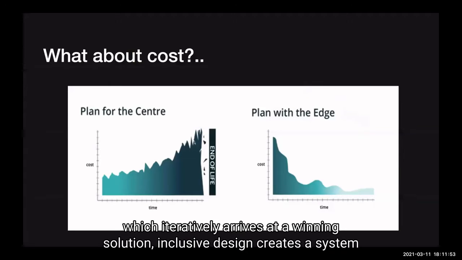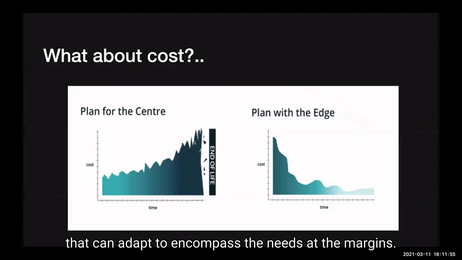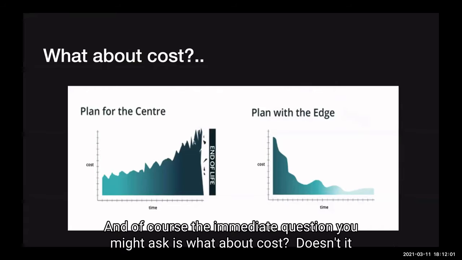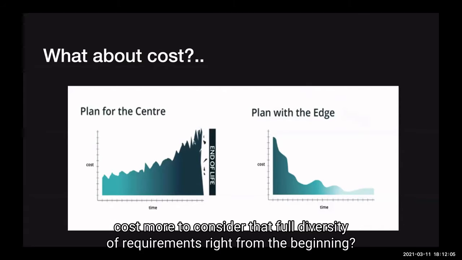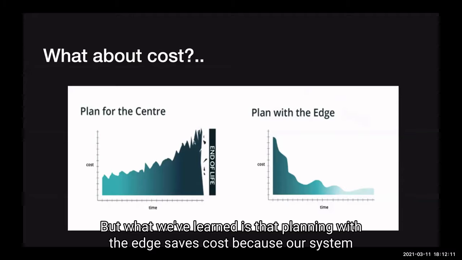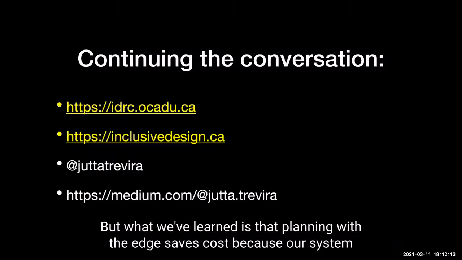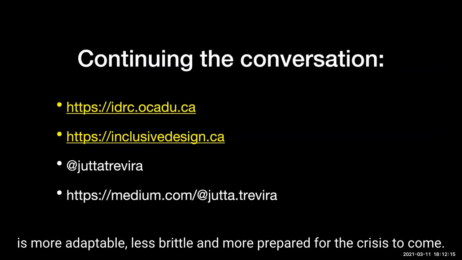And of course, the immediate question you might ask is, what about cost? Doesn't it cost more to consider that full diversity of requirements right from the beginning? But what we've learned is that planning with the edge saves costs because our system is more adaptable, less brittle, and more prepared for the crisis to come. And I'd love to continue the conversation, and I will turn it back over to Lisbeth now.